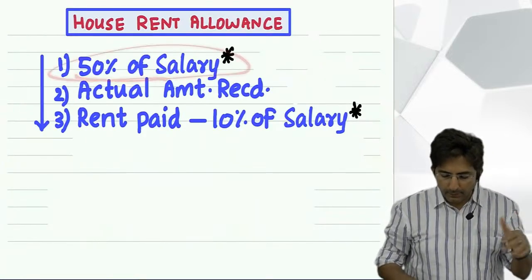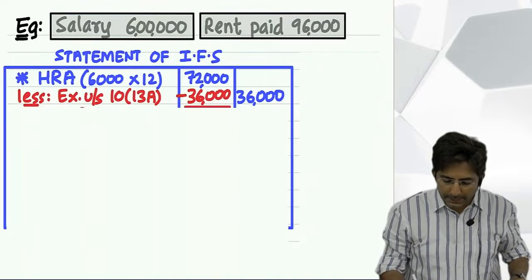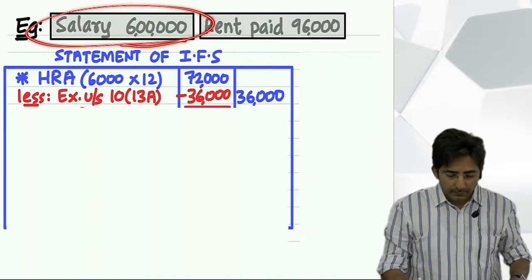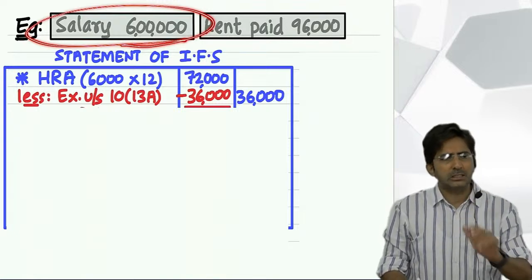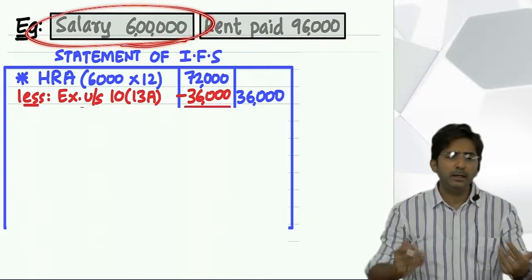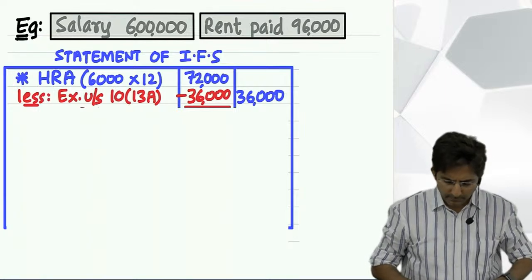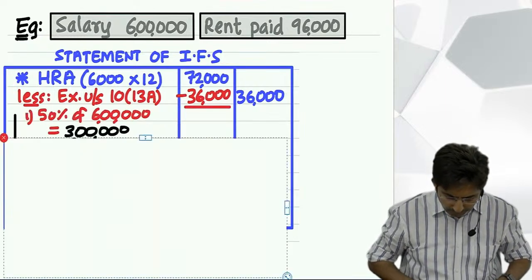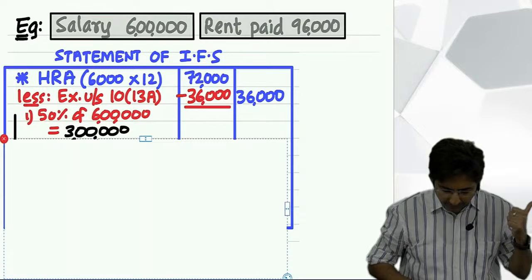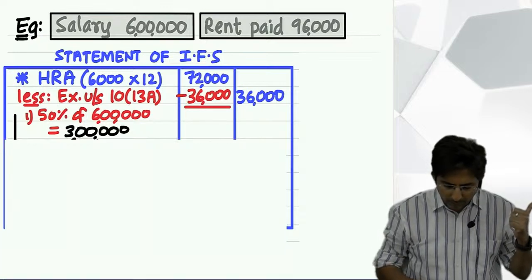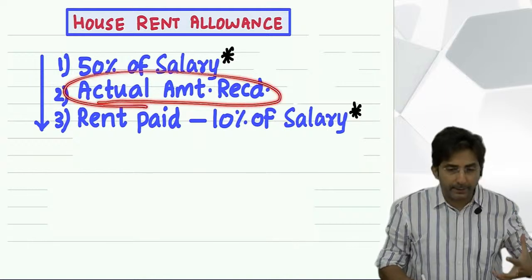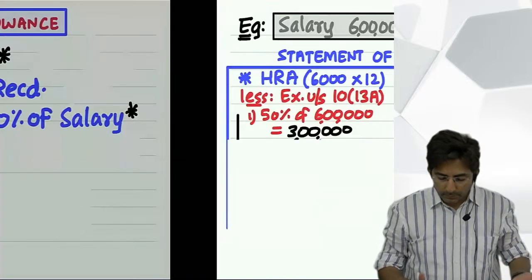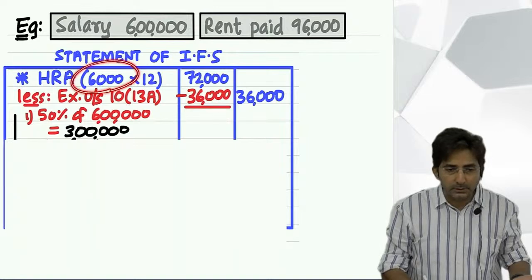50% of salary. Now let's assume our employee's salary is 6 lakhs. His salary will be given in the question. So first find 50% of 6 lakhs, how much? 3 lakhs. So keep checking, is it right? Then what is the second amount? Actual amount received by him. Actual amount received means 6,000.